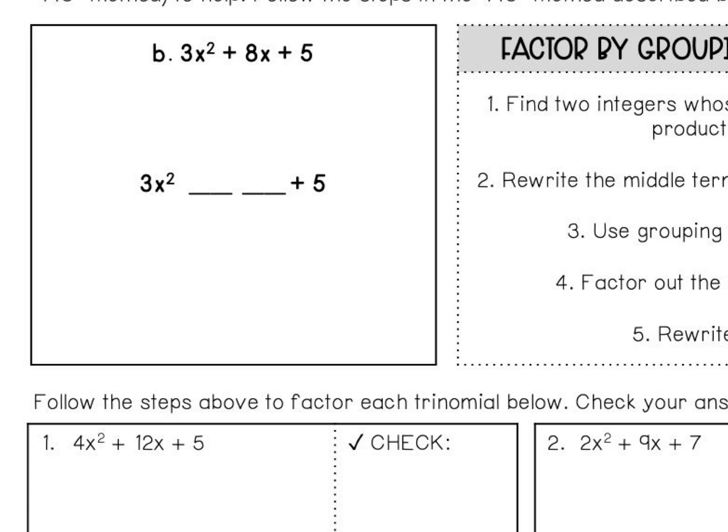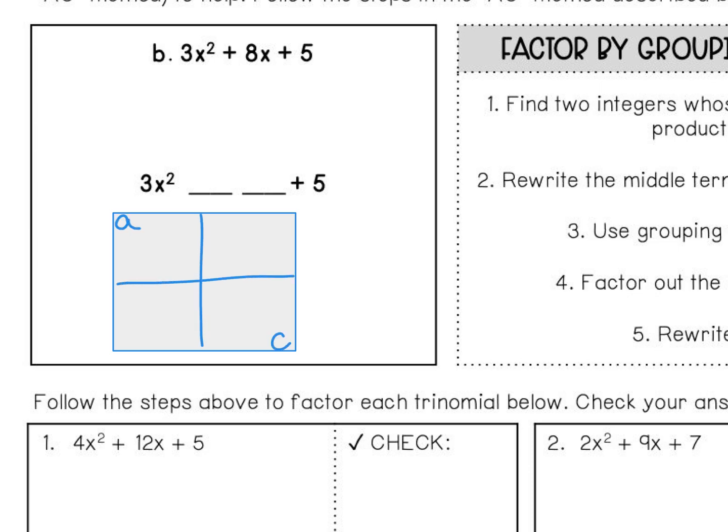So let's draw our box. We need to make sure we label it exactly like we did before, right? A goes here, C goes here. So I'm going to have, the only difference is that my A is now a number. We still have to think about our signs. C is positive.